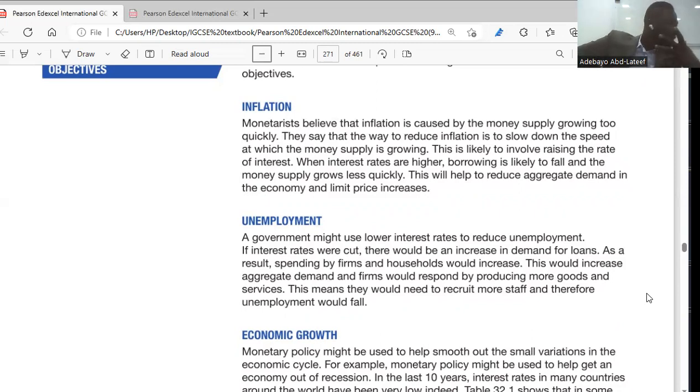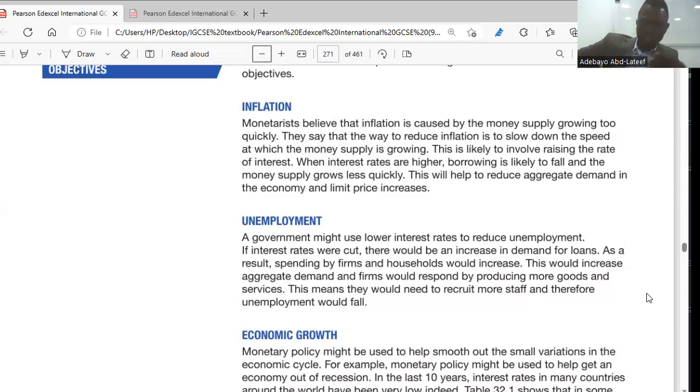So the impact of interest rate on inflation is this. For monetarist economists, they believe that a high inflation rate is a result of an increase in money supply. Money supply in the economy is growing at a very high speed. So to reduce that speed, we have to reduce money supply. And how are we going to be able to reduce money supply? We have to increase the interest rate.